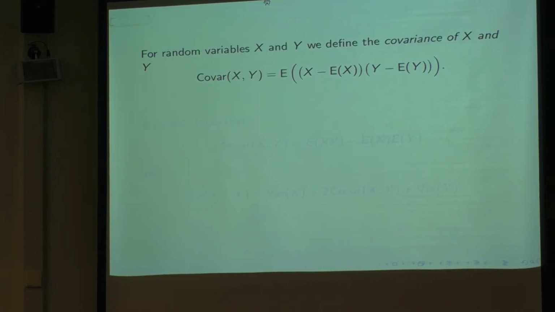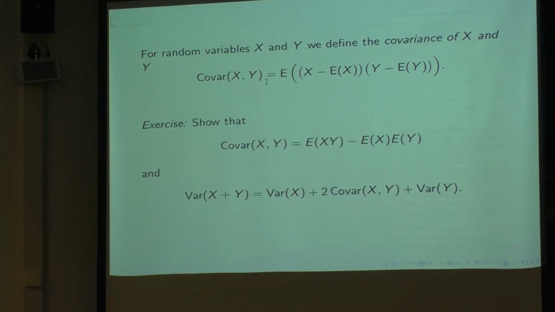And now I want to talk about the covariance between random variables. And here's how we define covariance. So we look at x minus its average, and we look at y minus its average, and we multiply these two, and then we take the expected value of that. Now this looks really weird until you think about this for a while.